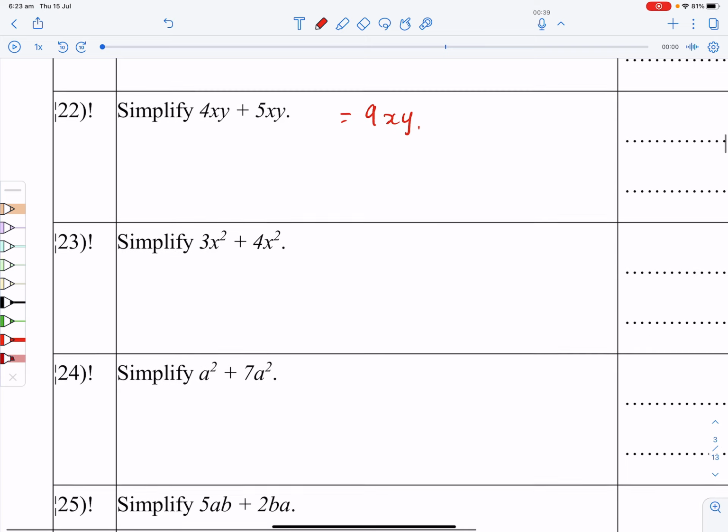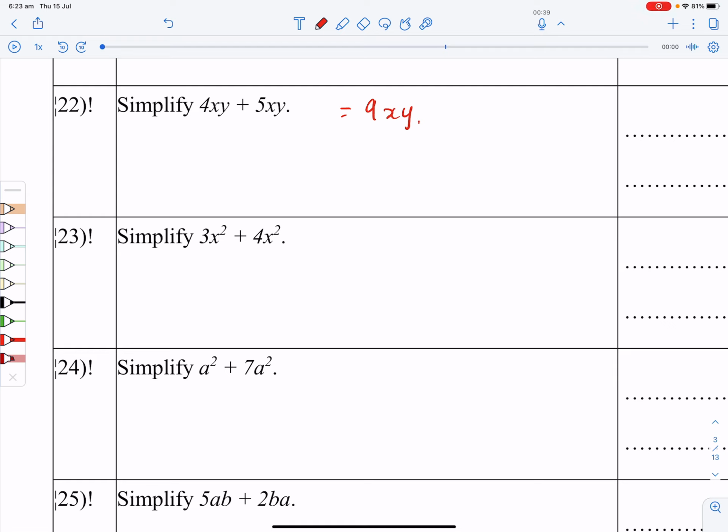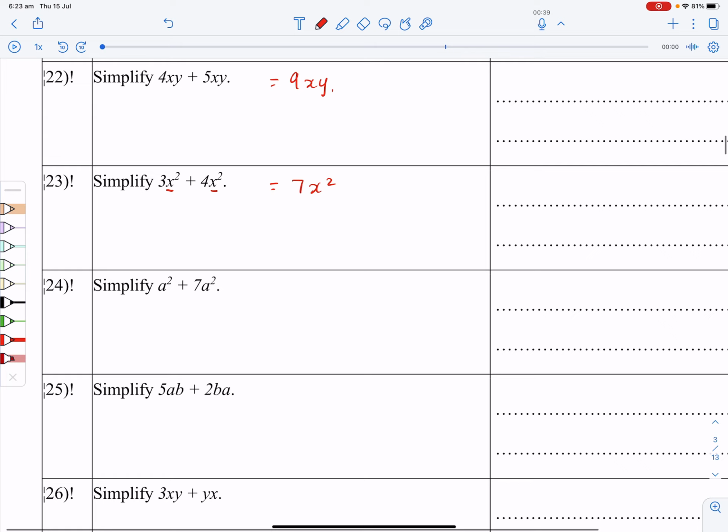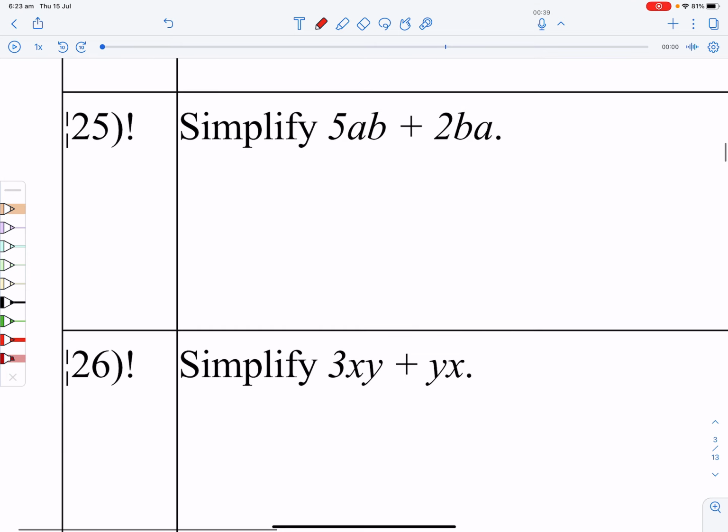Okay. Question 23, 3x squared. We don't really care what's here, okay, as long as they're the same. 3x squared plus 4x squared simplifies to 7x squared. Okay. Let's go to question 25 now. 5ab plus 2ba. This is exactly the same as 5ab plus 2ab. Okay? You can rewrite the 2ba as 2ab. It doesn't matter, they're exactly the same. So now the answer is 7ab.